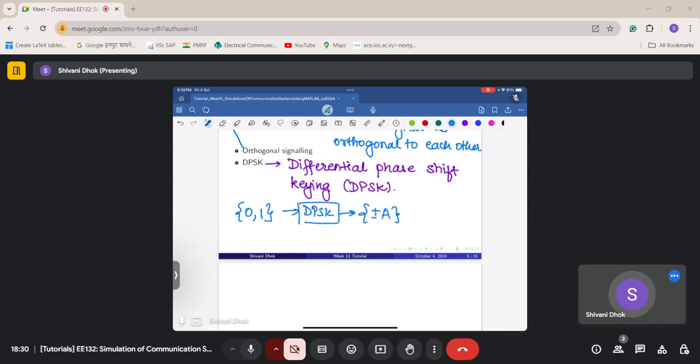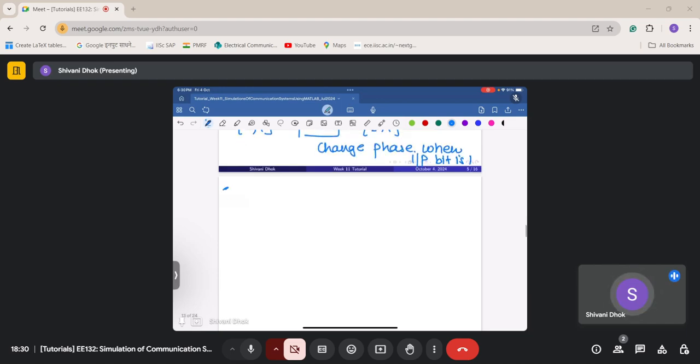So what will happen is, you will change phase whenever the input bit is 1. For example, if my input binary string is 0, 1, 1, 0, 0, 1, 1, 1, 0, and let's say my initial reference is a, then this is 0, so nothing will change.